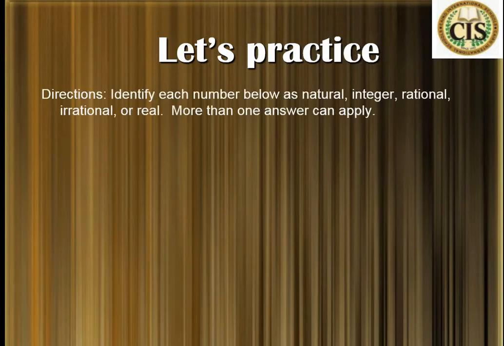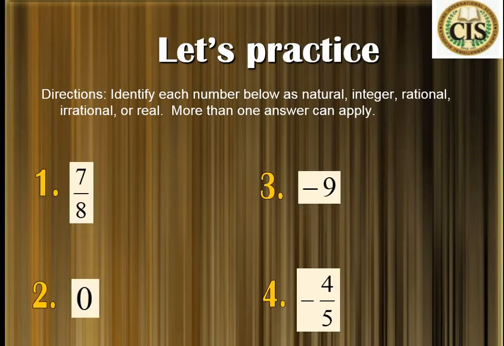Practice. Identify each number below as natural, integer, rational, irrational, or real. More than one answer can apply. 7 over 8. We can say 7 over 8 is rational. Very good. And integer? No. Natural? No. Irrational? No. We can say real number also. Therefore, 7 over 8 is a rational and real number.